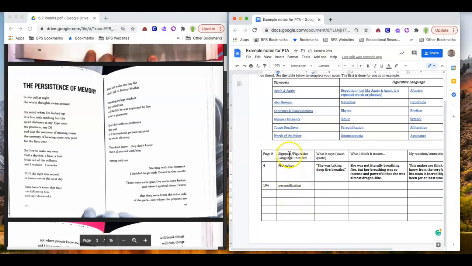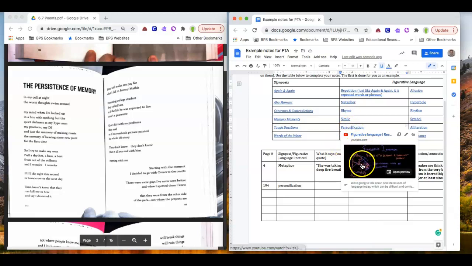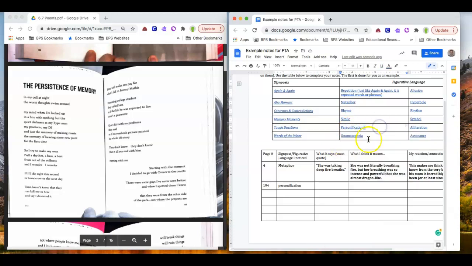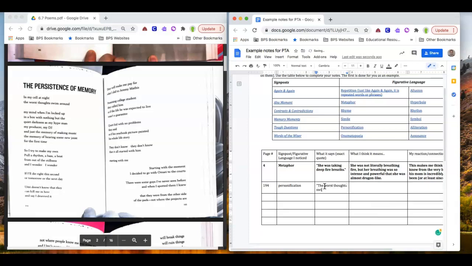So you're going to put the figurative language term from in here, right here, to show us what you found. And if I didn't know what personification was, I could go and watch this quick video. Now it asks you, what does the text say? I'm going to copy straight from the book: the worst thoughts swim around.